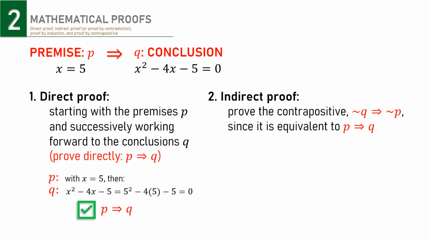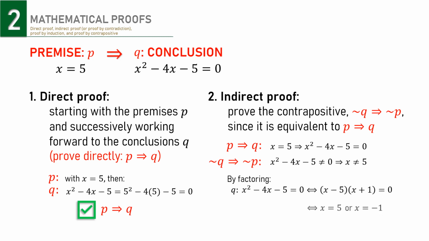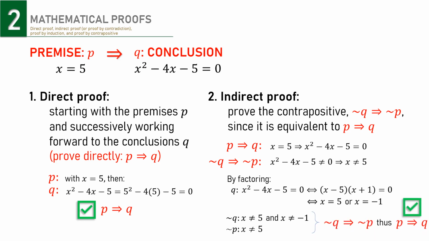So in our case, the contrapositive of the P implies Q statement is this. Then we know by factoring, we can get this for true Q, so that Q could have two possible values, either 5 or minus 1. But since the contrapositive requires us to have the otherwise, the possible values for x are all numbers other than 5 and minus 1. Does it imply x doesn't equal 5? Indeed it does. So again, P implies Q is a correct implication, but now by indirect proof, or proof by contrapositive.